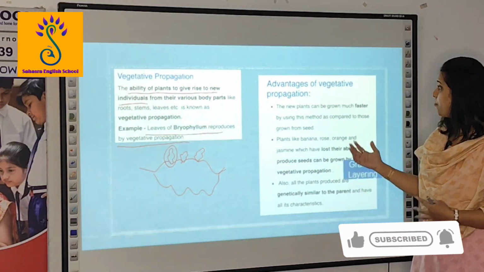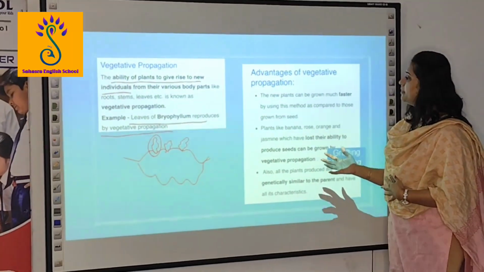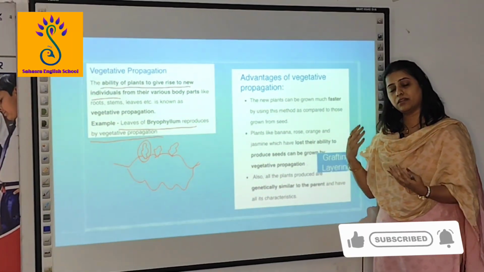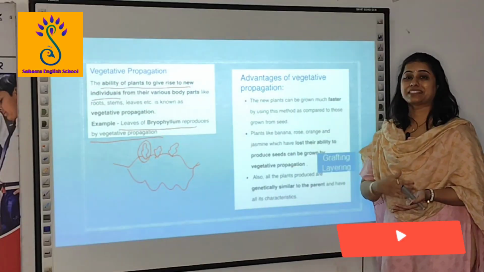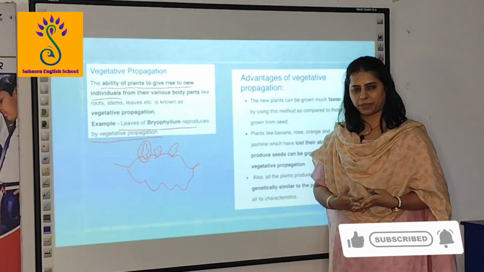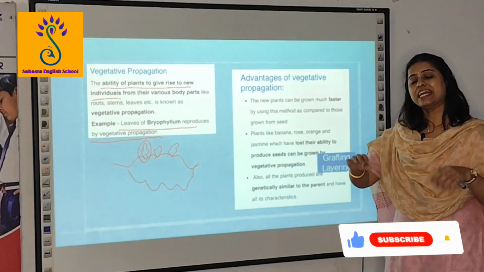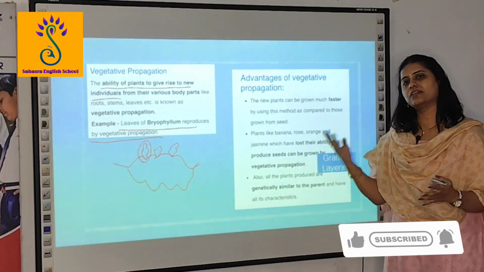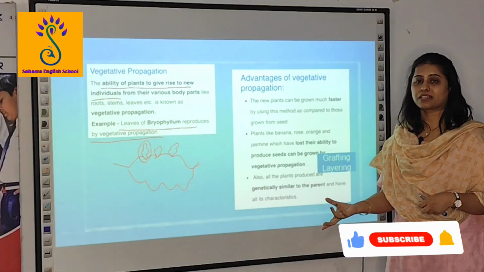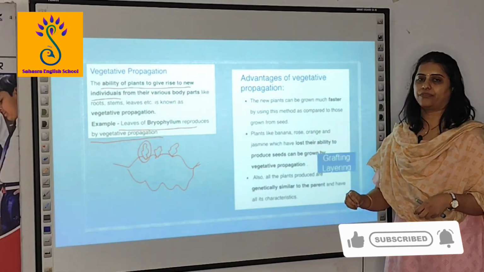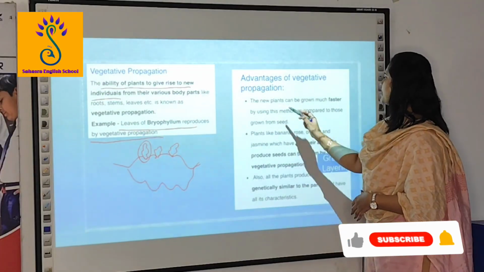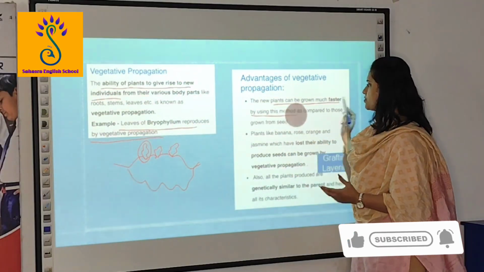Why is vegetative propagation important? We can use the grafting method in flowering plants and in fruit plants. Nowadays most people follow this grafting method, because if you sow a seed, it takes more years to grow and give fruit. To give yield, it takes more years. If it is done through grafting, the result is very fast. So new plants can be grown faster using this method.